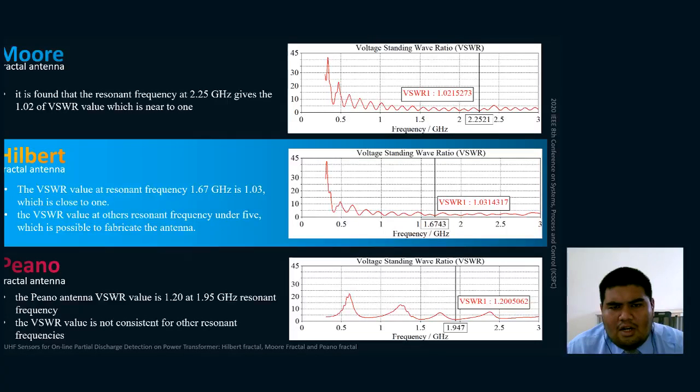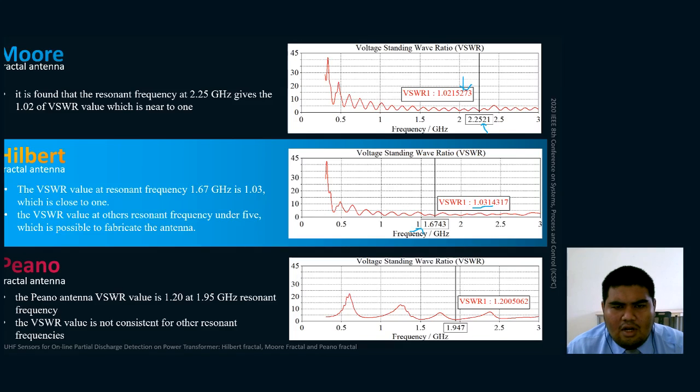From the first graph, it is found that the resonant frequency at 2.25 GHz has a VSWR value of 1.02, which is near to 1. The second graph shows the VSWR for the Hilbert Fractal antenna. The VSWR value at resonant frequency 1.67 GHz is 1.03, which is close to 1, while the VSWR values at other resonant frequencies are 5, which makes it possible to fabricate the antenna.